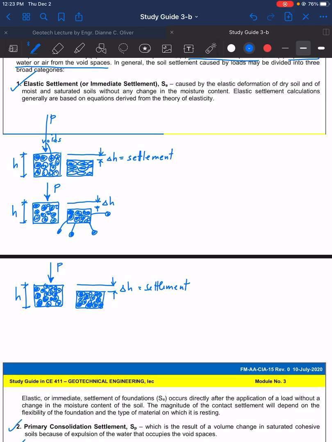The first one, we have the elastic settlement or immediate settlement. You can notice here the words elastic and immediate. So what do we mean by elastic settlement or immediate settlement? It is caused by the elastic deformation of dry soil and of moist and saturated soils without any change in the moisture content. Elastic settlement calculations generally are based on equations derived from the theory of elasticity.